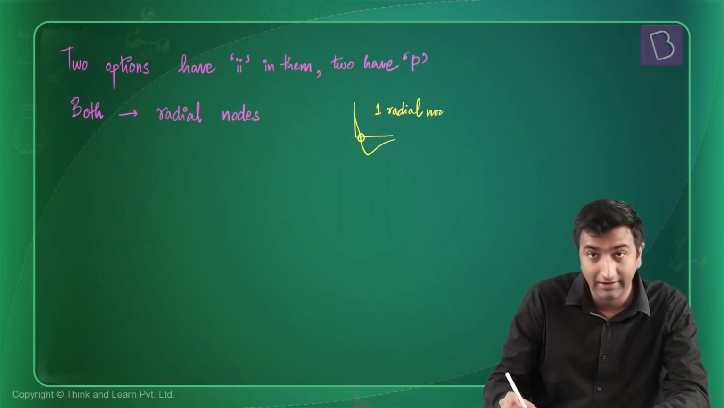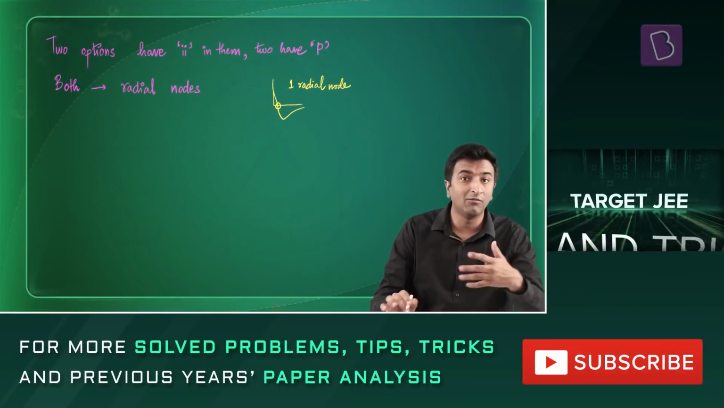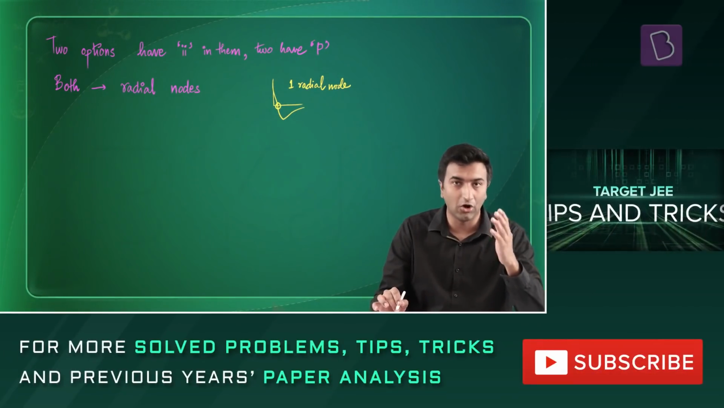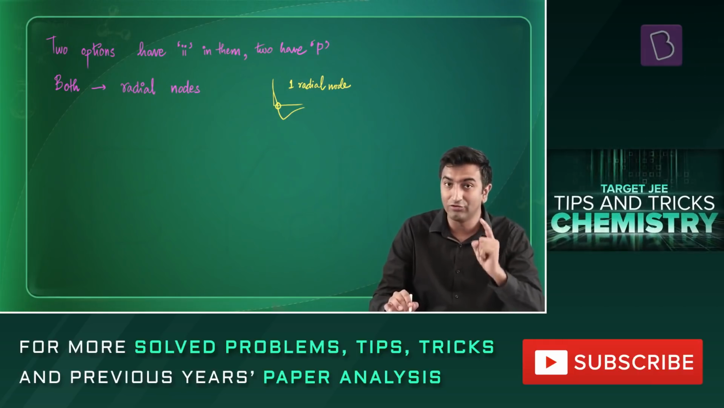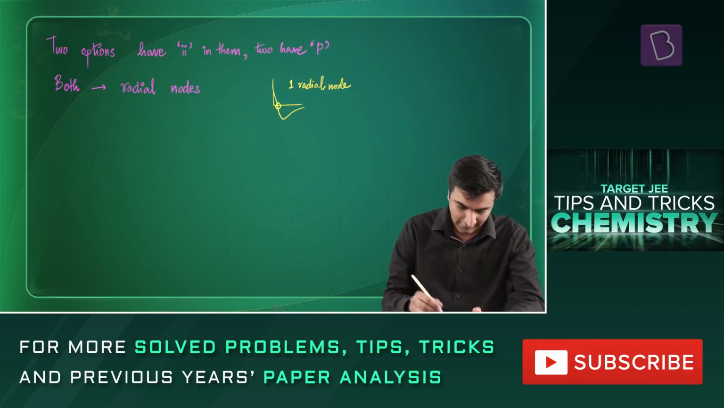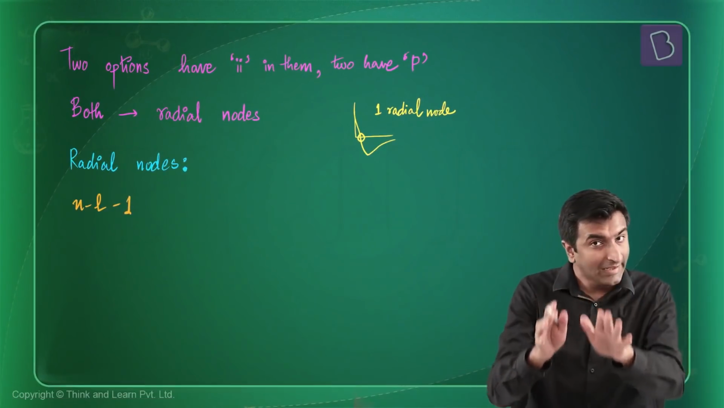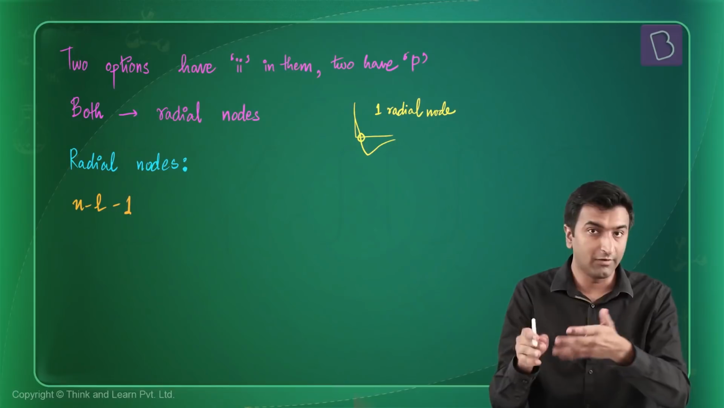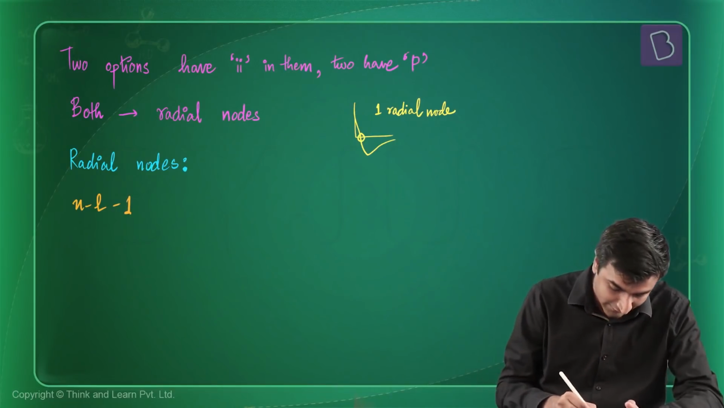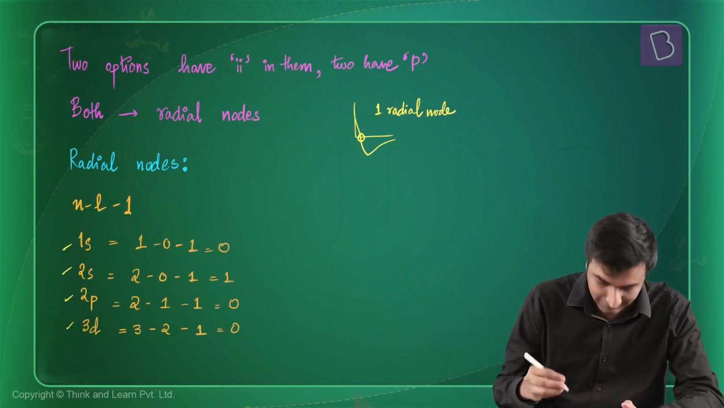Now, it looks like all we need to do is figure out the number of radial nodes for the 4 orbitals, and I think we can get to the answer just by doing so. Let's see. What's radial nodes? Formula is simple, right? N minus L minus 1. So I'm going to quickly write down for all the 4 orbitals what that's like. Yeah, so 1s, 2s, 2p, and 3d.